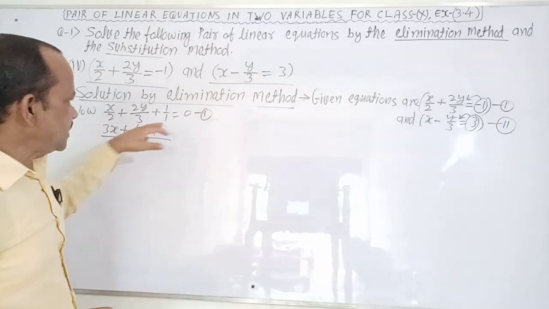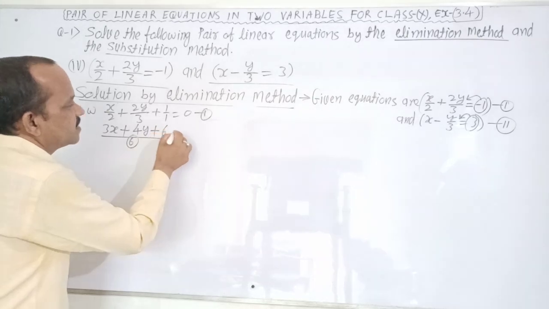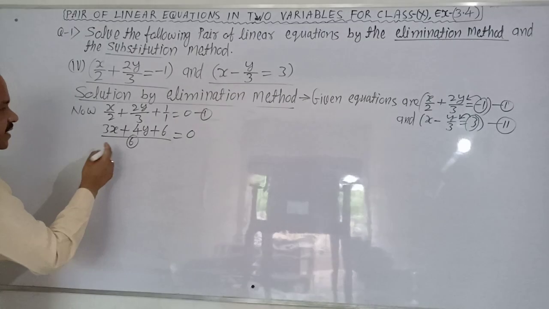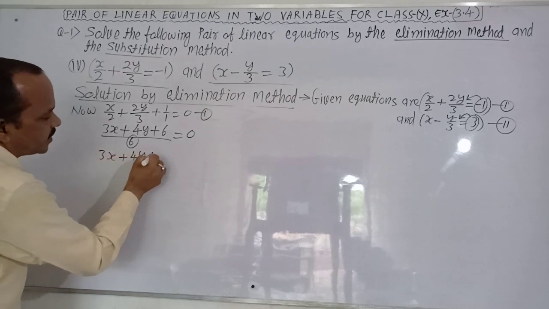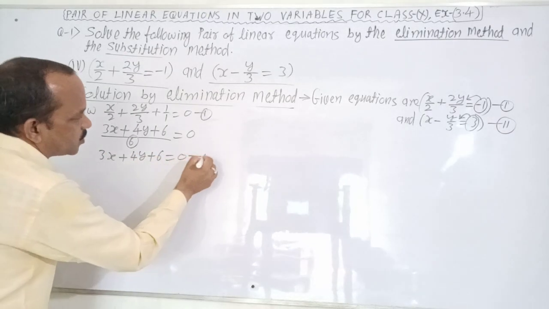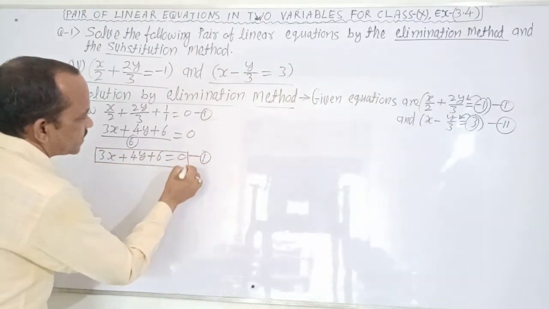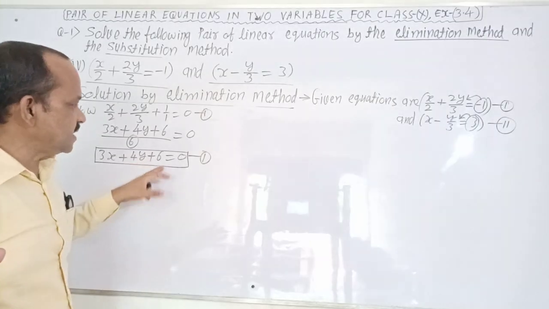Plus 6 divided by 1, you find 6. 6 multiply 1, it becomes 6, equal to 0. Clear? You can write it 3x plus 4y plus 6 equal to 0. It is equation first. You can write equation first as 3x plus 4y plus 6 equal to 0.